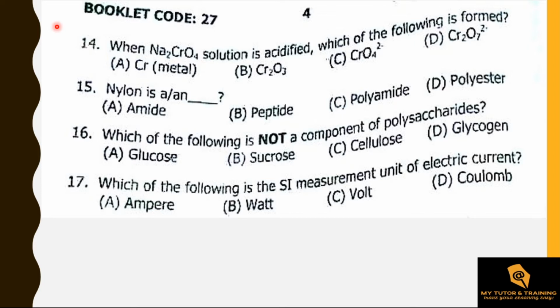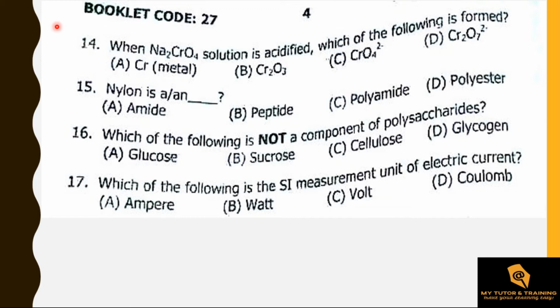When sodium chromate is acidified, what is formed? Dichromate ion is formed, that means Cr2O7 minus 2 is formed, and this is the second step to get pure chromium. So the answer is D for question number 14.